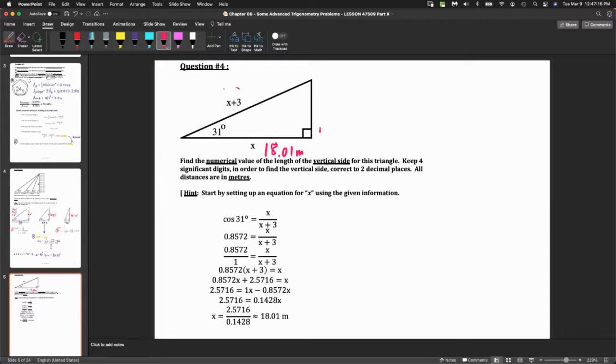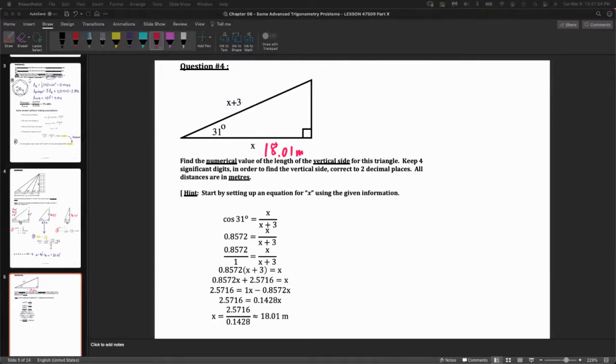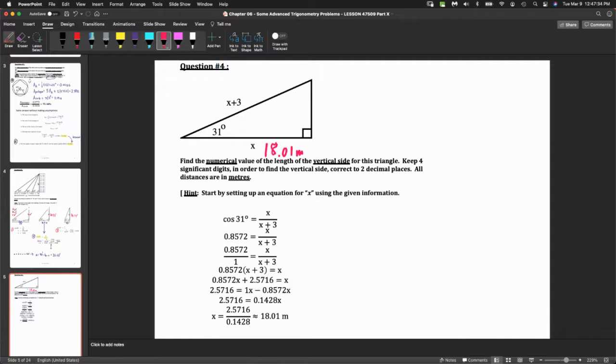Can someone tell me what this length is equal to? In the chat? Yeah, plus 3, exactly. Just add 3 to it. So that's 21.01. And then this vertical side, which is what we're trying to find, I'm going to call that y. So this is the vertical side. I just called it y.